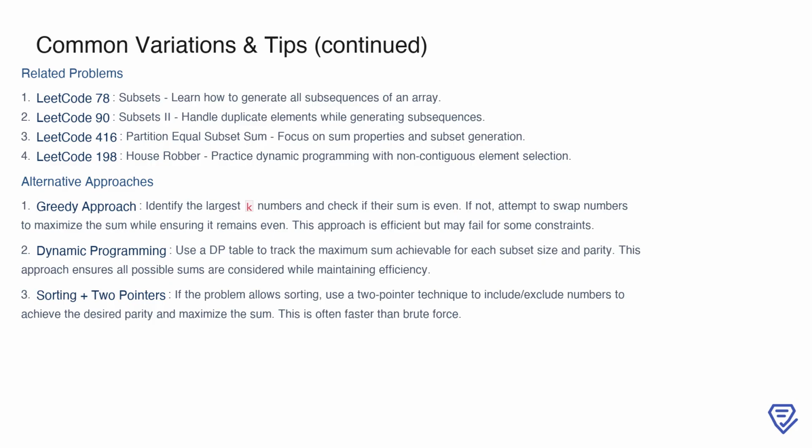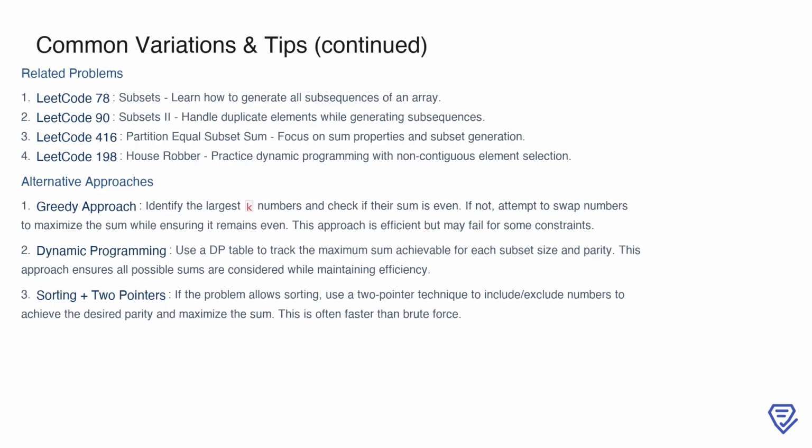Finally, let's take a look at related problems and alternative approaches. Problems like LeetCode 78, Subsets, and LeetCode 90, Subsets II, can help you practice generating all subsequences, including handling duplicates. LeetCode 416, Partition Equal Subset Sum, focuses on understanding some properties in subset generation, which is directly relevant here. Similarly, LeetCode 198, House Robber, is a great way to practice dynamic programming with non-contiguous element selection.